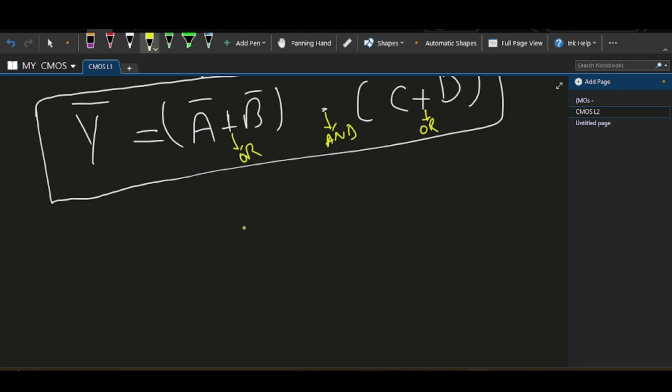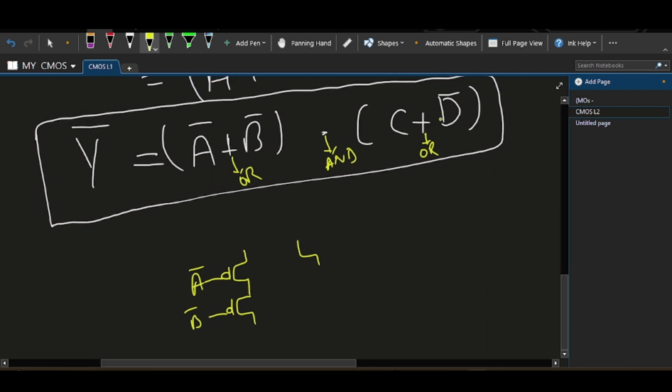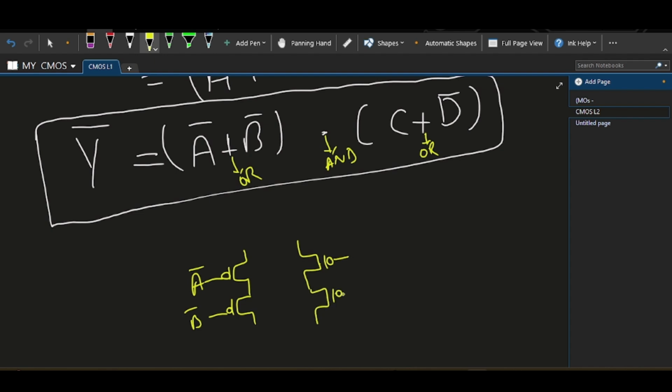So here I can draw. This is my A bar. Sorry, this is my B bar, and they both are connected in series. Similarly, C plus D bar is also in series. So they would be in series because this is also PMOS and is connected by the plus operation. Sorry, I'm saying plus operation just for the sake of convenience, because actually they are OR operations. Okay, so they are connected by an OR operation, so this would be C and this would be D bar.